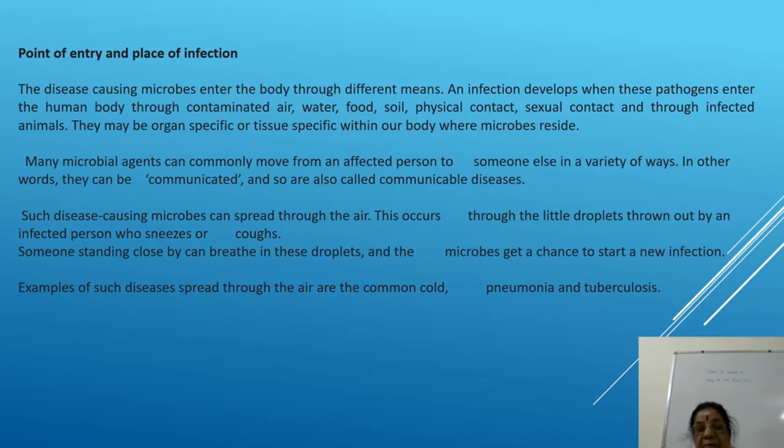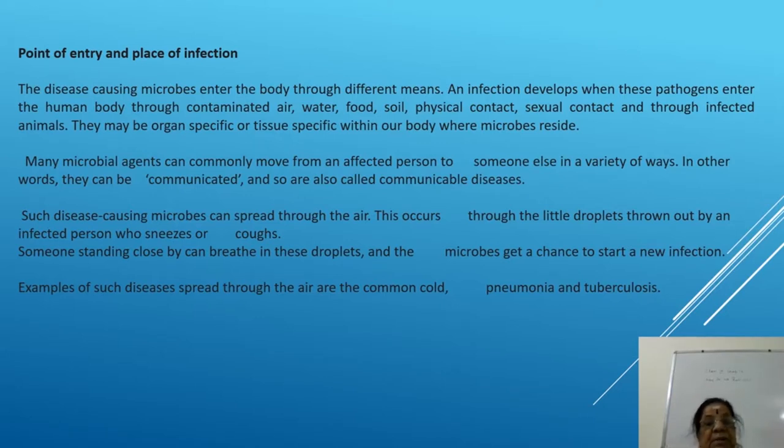So it attacks only where it is meant to attack. In the same way, when we have food poisoning, it does not affect the tongue or nose; the stomach aches, there is diarrhea, and dysentery comes, right? That is organ specific. Whichever organ it attacks is called tissue specific or organ specific. That is point of entry and place of infection.